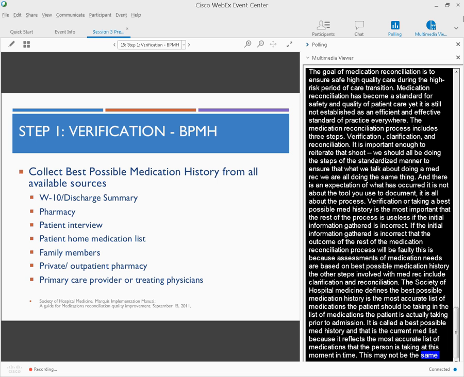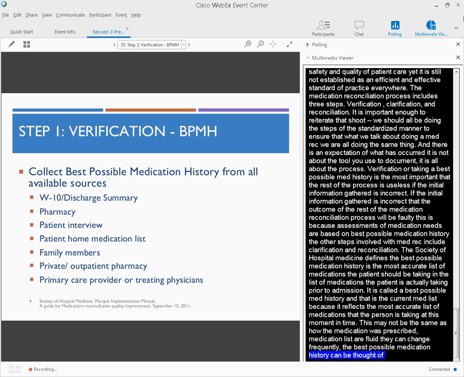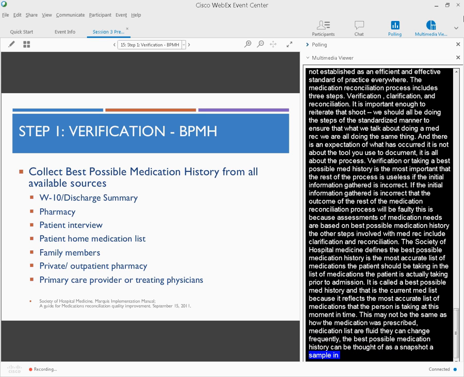Medication lists are fluid. They can change frequently. The best possible medication history can be thought of as a snapshot, a sample in time of what the patient is taking for medication. In some organizations, this is referred to as a patient's home medication list.